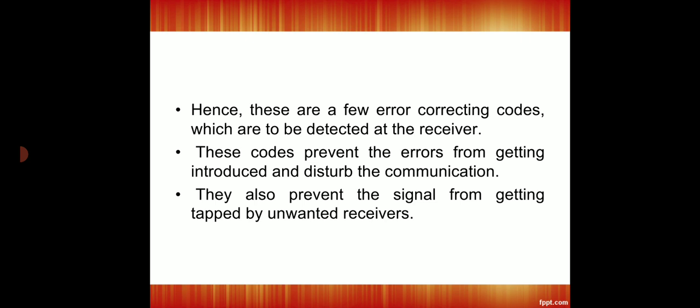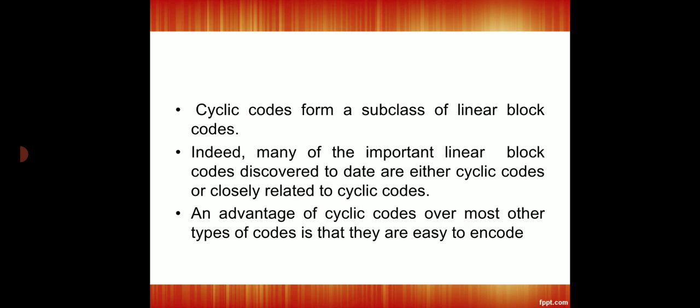Hence these error correcting codes are detected at the receiver. These codes can prevent errors from getting introduced, since errors can disturb the communication also. So in order to do this, we have to prevent the signal from getting tapped by unwanted receivers. And the cyclic codes form a subclass of the linear codes. See, linear codes mean there is error detection. The error which is detected at the final stage should be burst out.